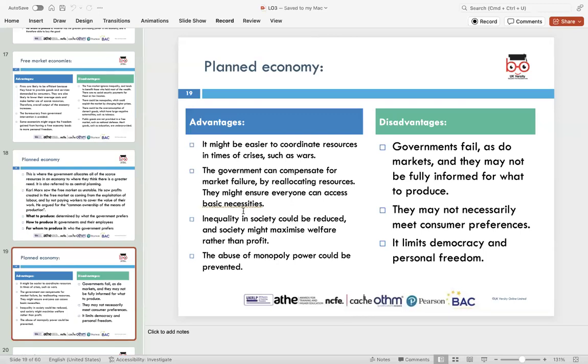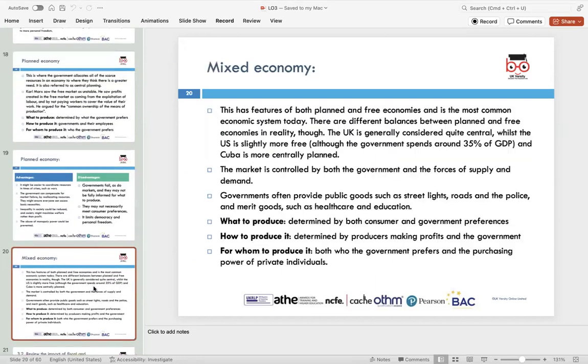Then also there are some disadvantages. Government fails as do markets, and they may not necessarily meet consumer preference. It limits democracy and personal freedom.